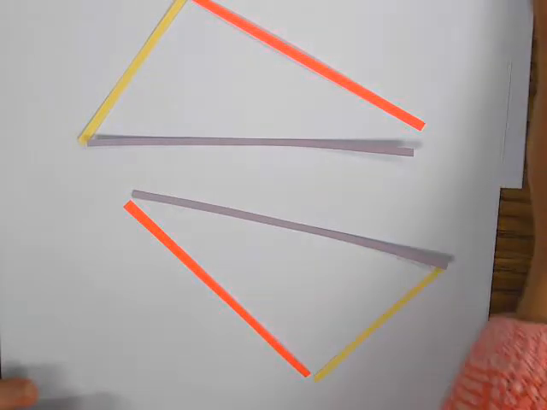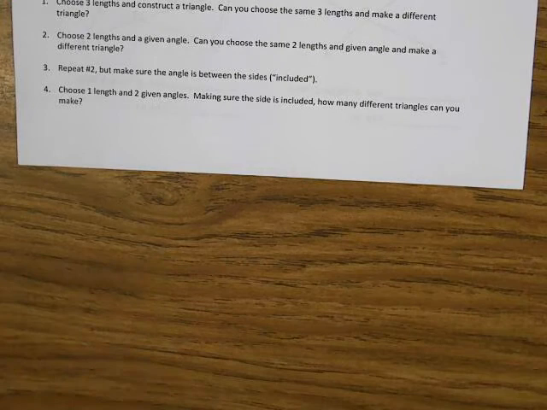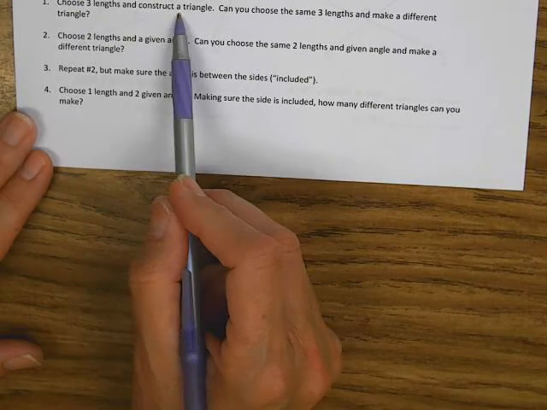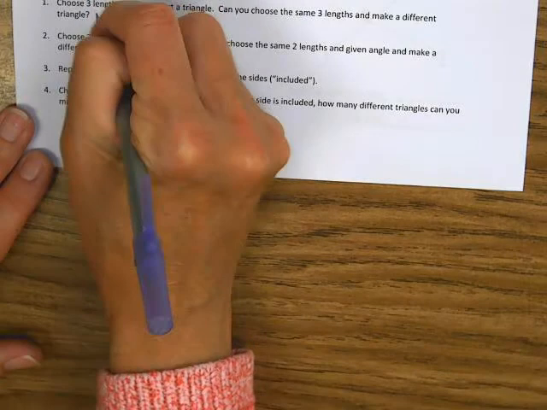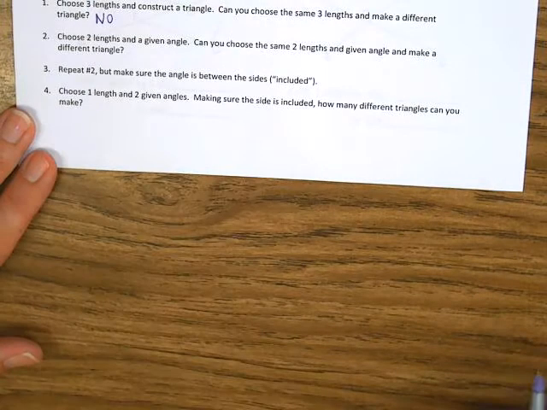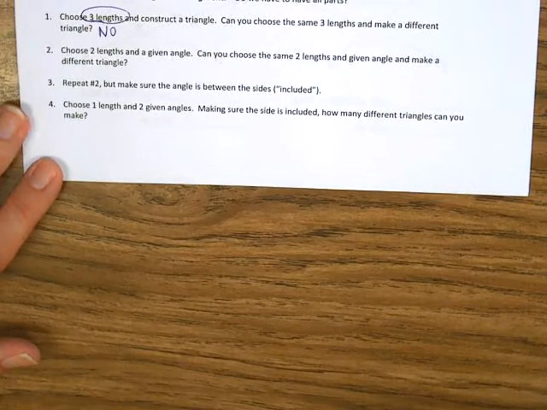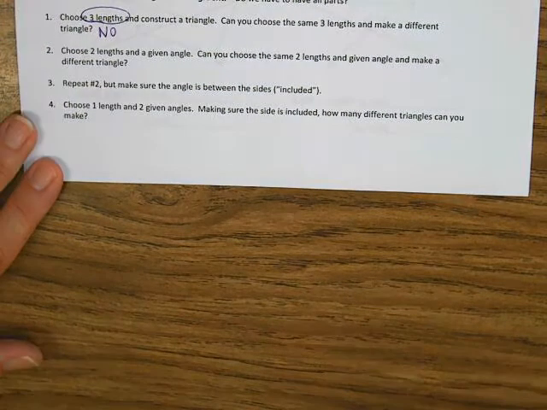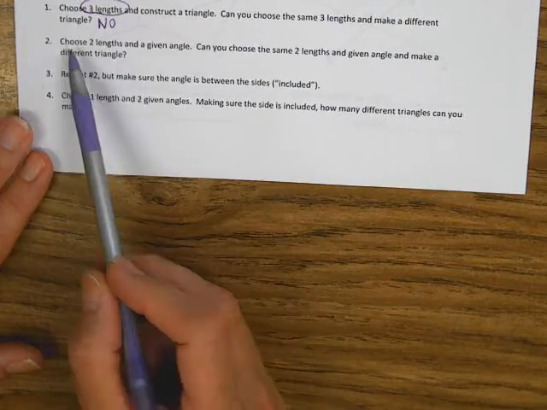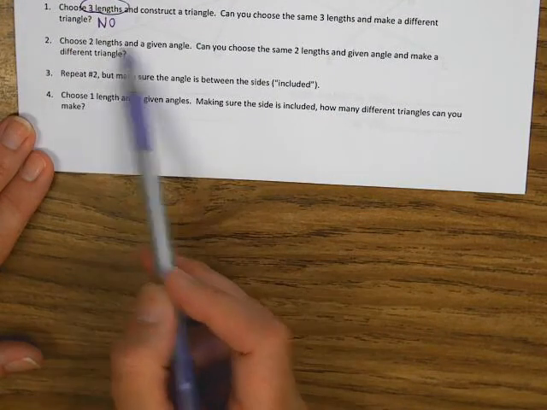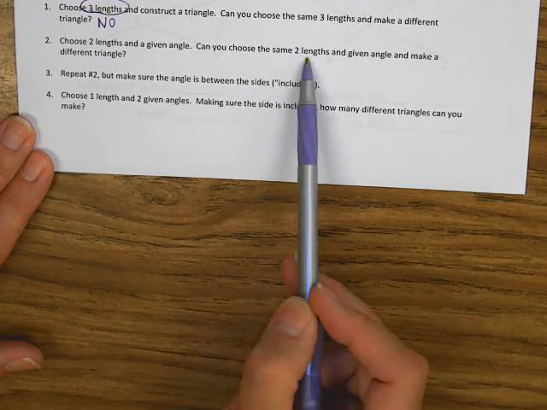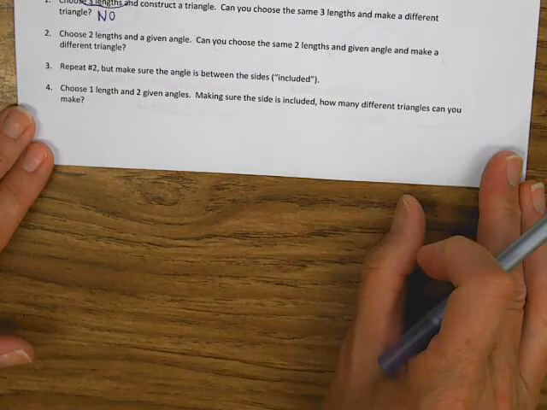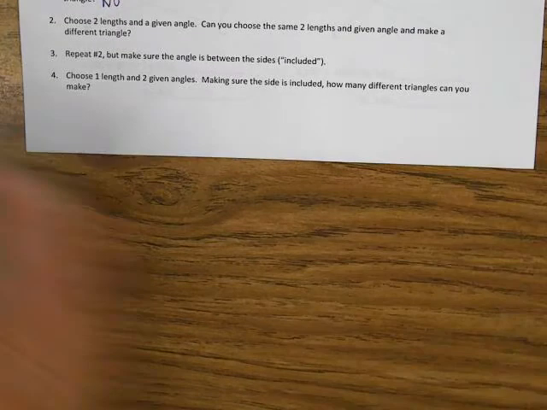So on our sheet here, when it says choose three lengths and construct a triangle, can you choose the same three lengths and make a different triangle? The answer is no. Okay? Three lengths determine a particular triangle. That's going to be one of our postulates. The next one says to try out two lengths and a given angle. Can you choose the same two lengths and a given angle and make a different triangle? So now let's try that one.